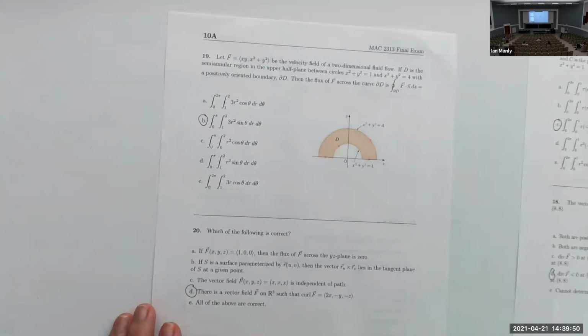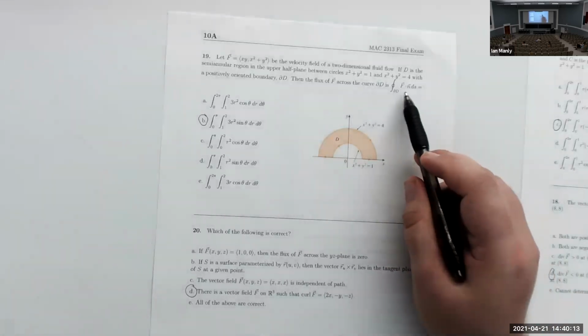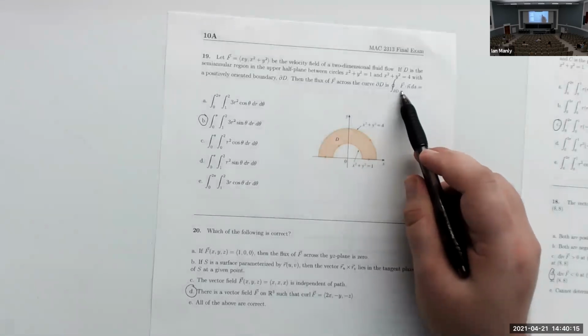All right. Let's see. Let this vector field be the velocity field of a two-dimensional fluid flow. If D is the semi-annular region in the upper half plane between those two circles with a positively oriented boundary, then the flux of F across this curve is equal to what? Okay, so we want to compute flux here and take a careful look at our line integral.